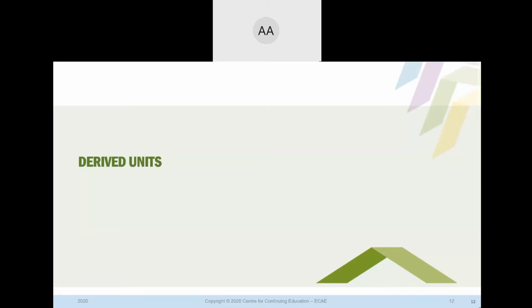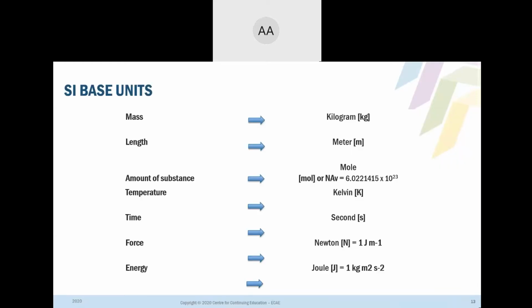Okay, so these are some of the SI units that we use in the classroom. In cycle 3, mass is measured in kilograms, length in meters, amount of substance in moles, temperature in Kelvin, time in seconds, force in newtons, and energy in the good old joule.